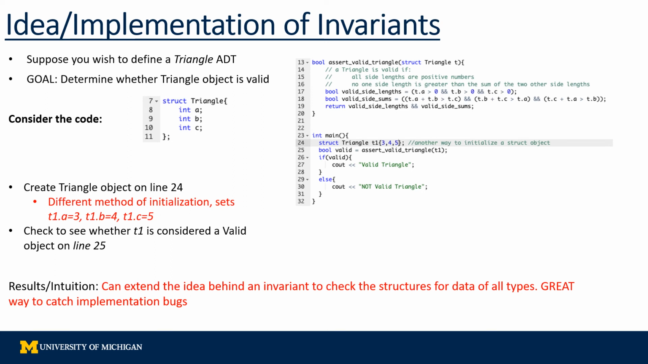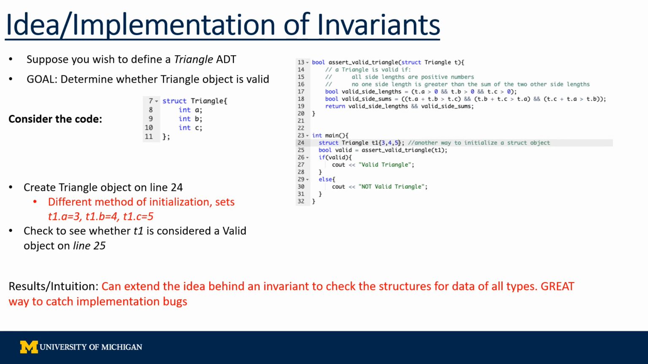So in main, you can see that we construct a triangle object, which is 3, 4, and 5, which, if you know, is a Pythagorean triple, so it will be valid. And then we use this function that we defined above, storing its output in the valid variable. If it's valid, we'll see out that it's a valid triangle. Otherwise, we will say it's not a valid triangle.